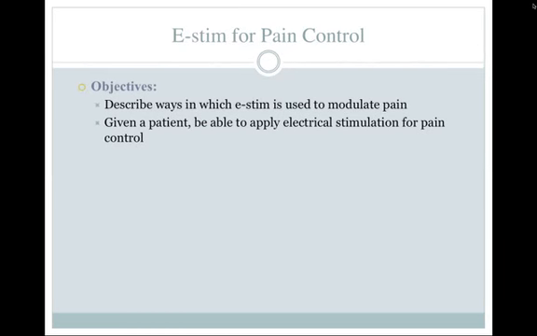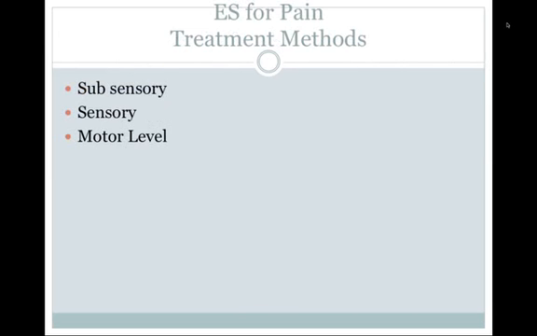All right, in this lecture, we're going to talk about the basics of E-stim for pain control. In particular, I'm going to describe ways in which E-stim is used to modulate pain and talk about the general parameters, the settings, and the types of currents that we're going to be dealing with for pain control. In a separate lecture, we'll talk about how we think that this really works. We'll touch on it a little bit as we go along in this lecture.